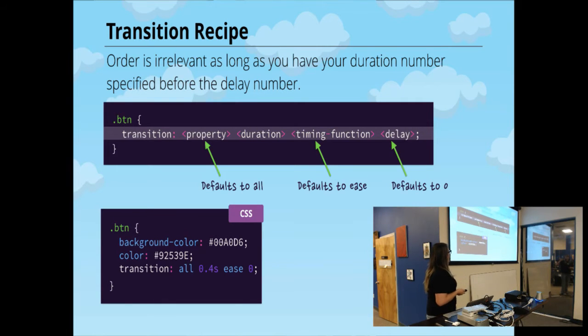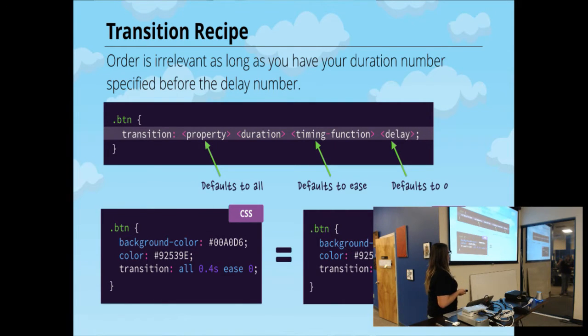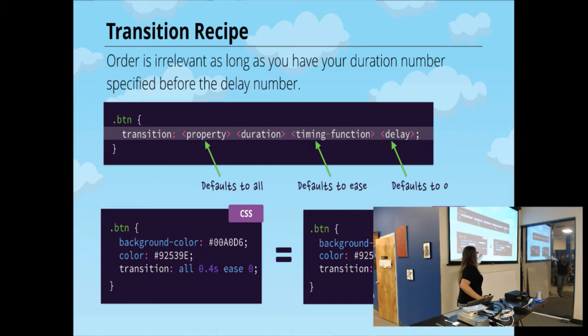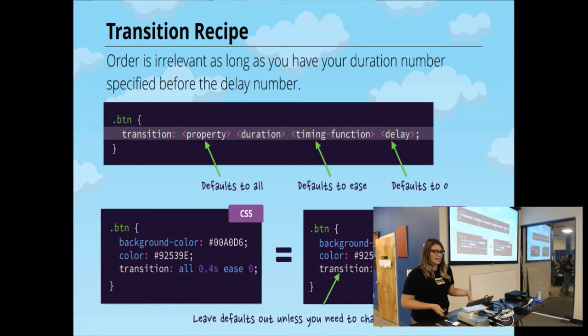And I think, yes, that is what I did here. I showed that behind the scenes, if we say transition 0.4 seconds, it's actually doing all with the ease, with the 0 delay. It's all still there, and you don't need to specify it unless you want to change it. So leave defaults out unless you need to change them.